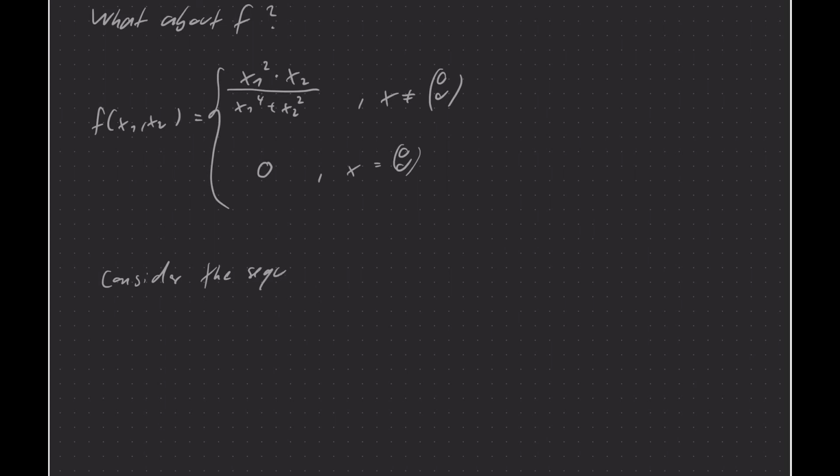So consider the sequence a_k, and we'll define this as 1 over k in the first coordinate and 1 over k squared in the second, for k in N. We will exclude 0 here for obvious reasons. Then the limit of a_k as k goes to infinity is obviously (0, 0). So that is a sequence that converges to 0. What about the sequence f of a_k?